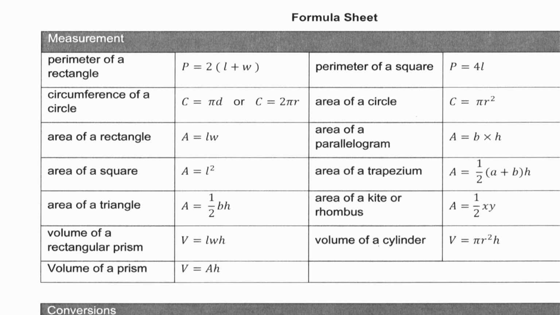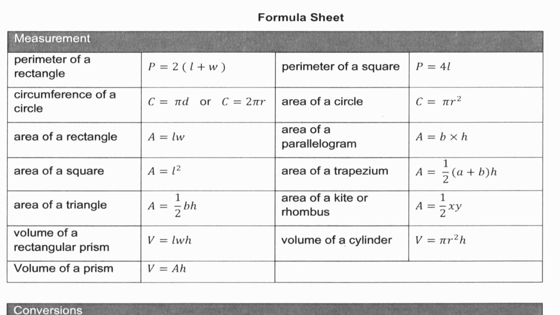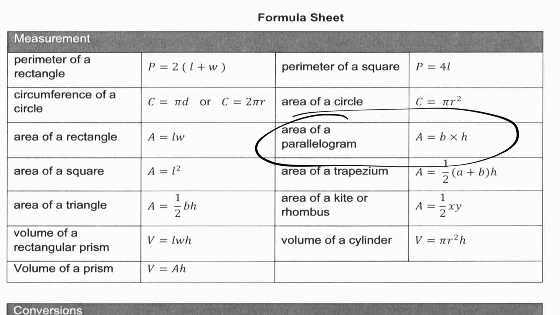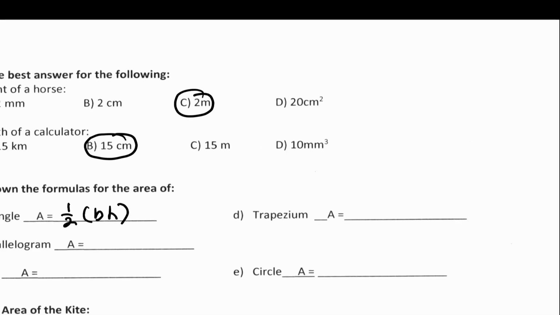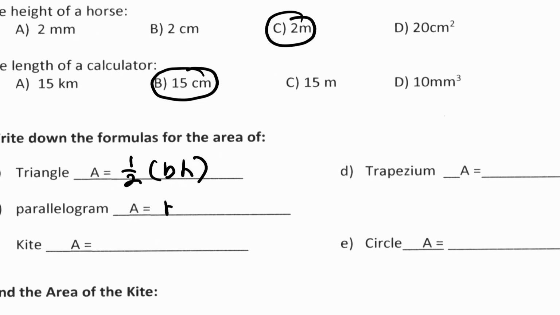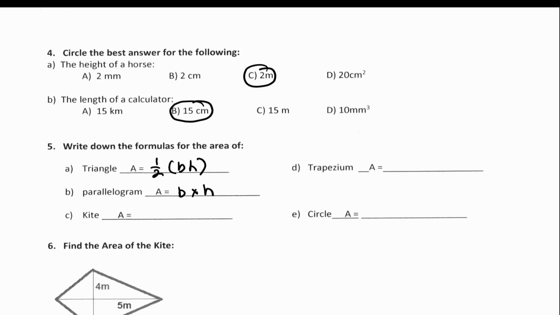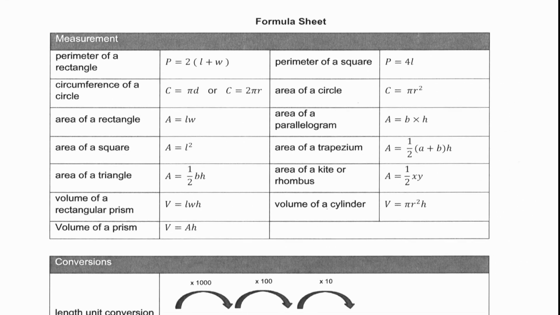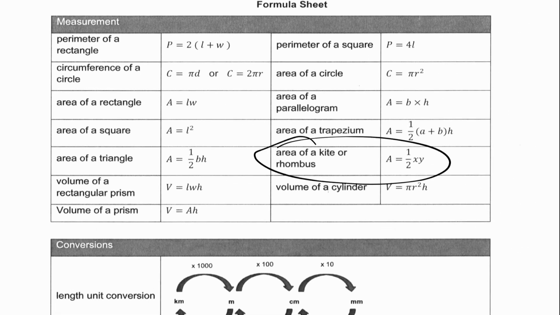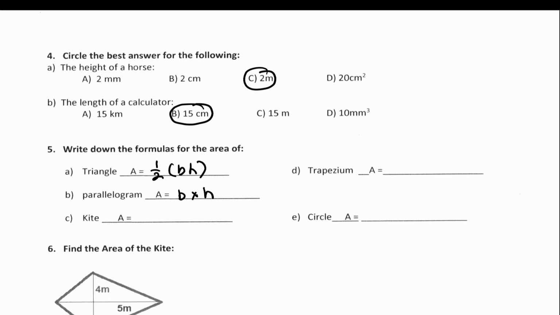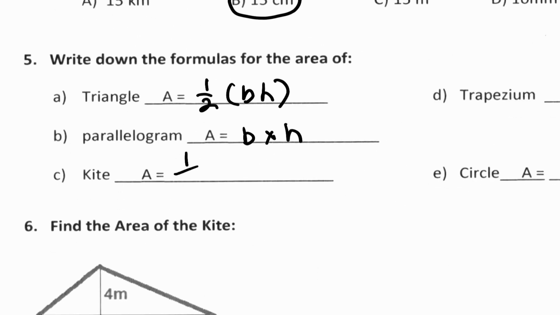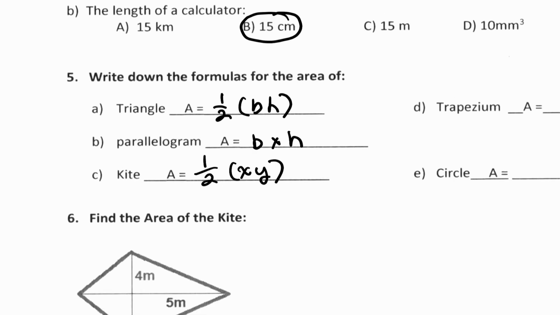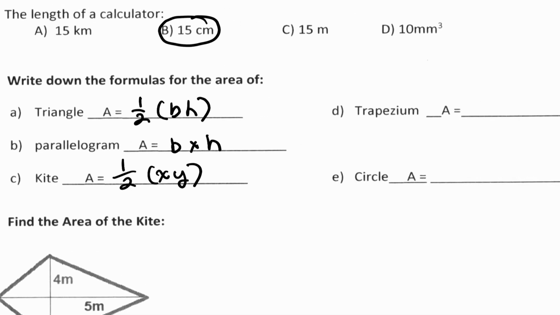The area of a parallelogram. Again, they've given it to us right here. And the answer is A equals BH. So we can write it down. A equals BH. The kite. The area of a kite is right here. Half XY. Area equals half XY. So really this is just a question of, can you copy and paste the formula from the formula sheet onto the question sheet?